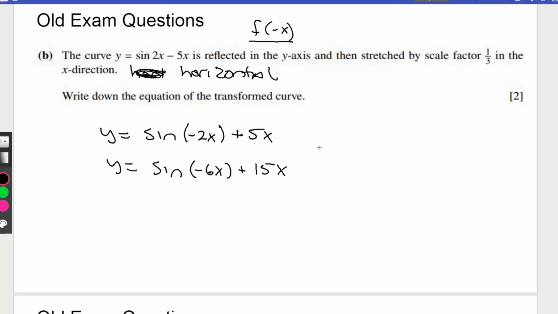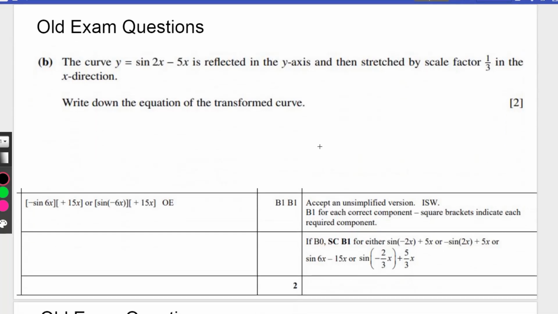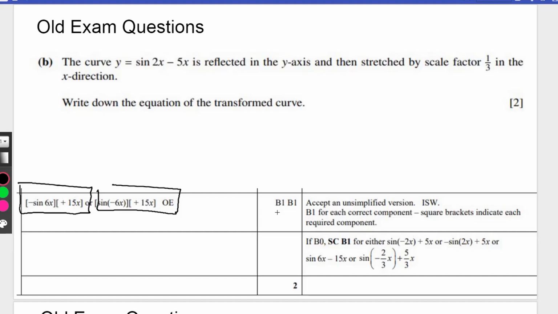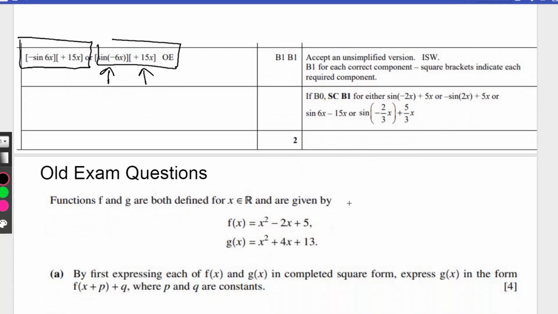So let's take a look and see what the answer says. They give you both of these choices here: negative 6 sine negative 6x plus 15x. That's what I put down. Notice they give you 1 point for this and 1 point for this. If you got this right, you get a point, and if you got both right, you get both points. That's all there is points for this one.